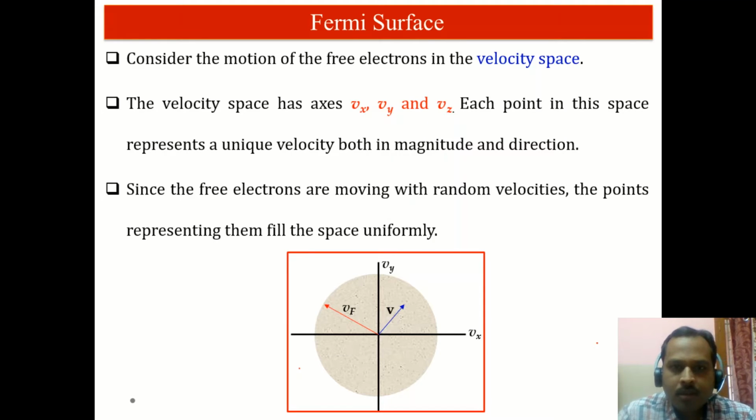In the last class we had discussed the quantum corrections to the classical free electron theory, and that is what is called the Sommerfeld theory. There we obtained an expression for the electronic heat capacity, and we saw that it matches quite well with the experimental observations. Today we are going to discuss the Fermi surface.